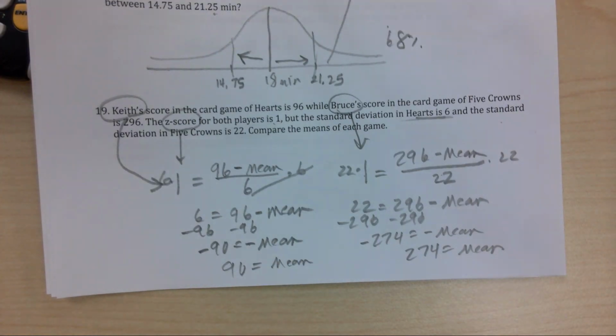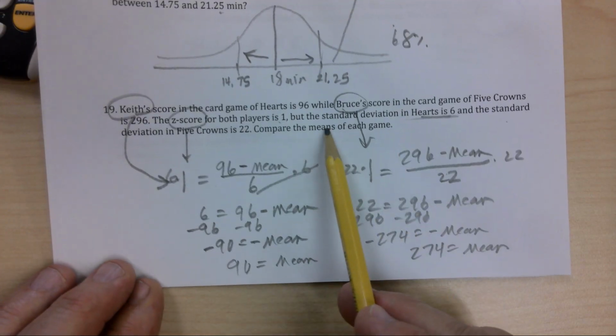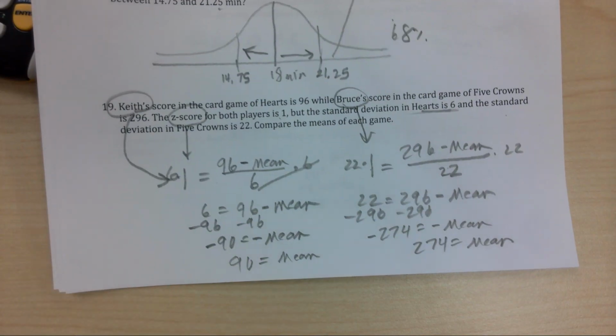All right. So there we go. They just said to compare the means. There they are. Done. Doesn't really say who played better. Because well, I guess they did. They said the z-score is 1, so they were the same.